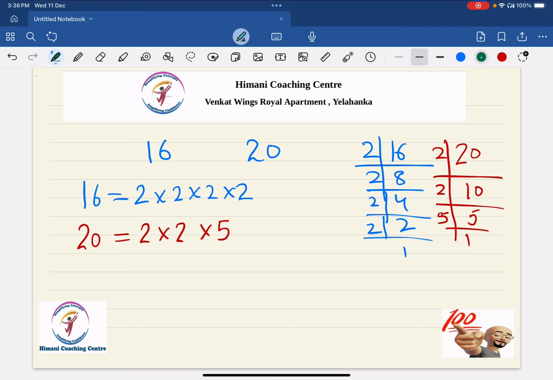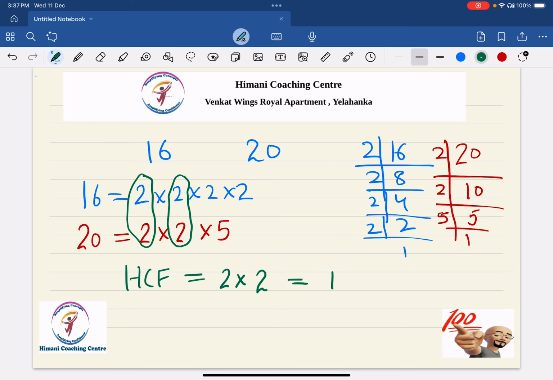Now, how do we find HCF? For HCF, look for numbers which are common to both. So this 2 and 2 are common to both. So we will write this, then multiply with another common number, which is again 2 cross 2. Now kids, you can see there are no more common numbers between 16 and 20. So the HCF of 16 and 20 is 2 times 2, 4.